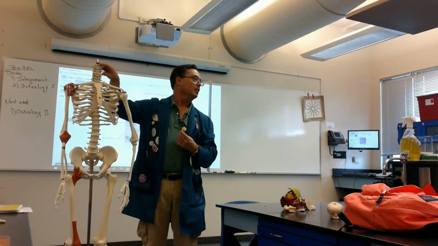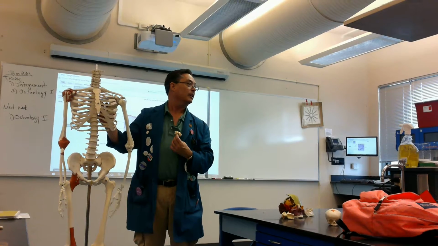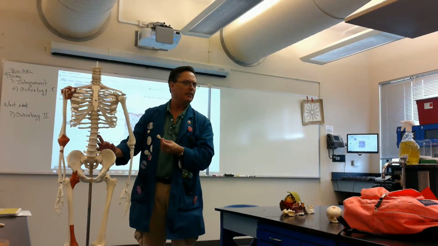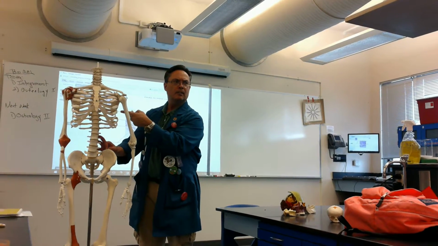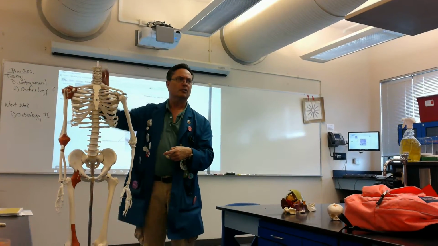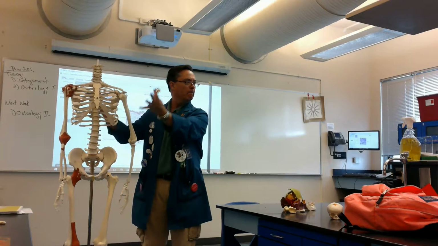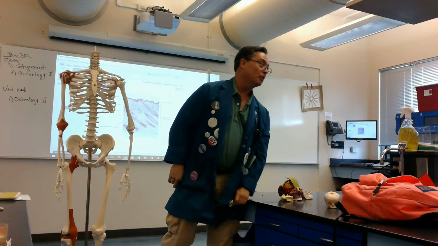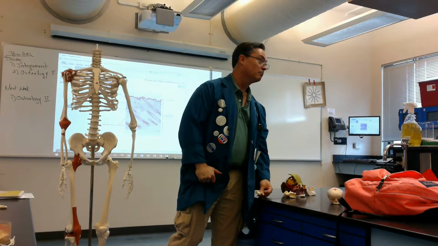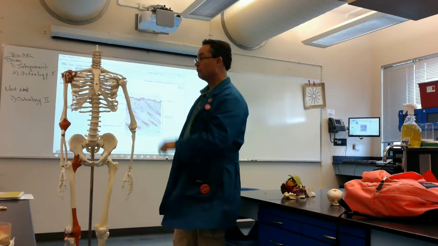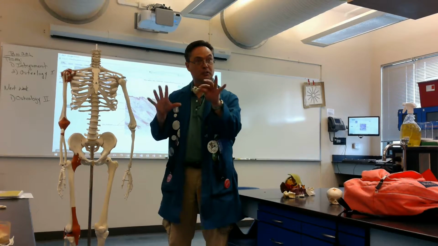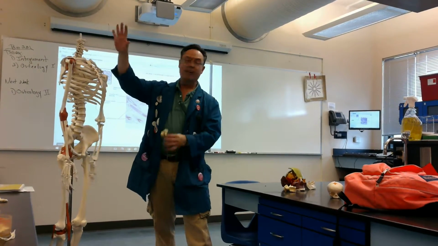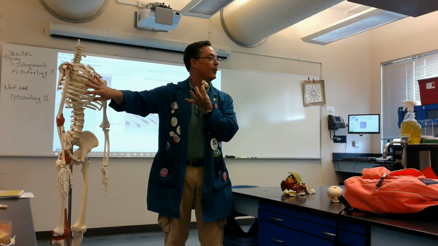Then, how many cervical do we have? 7. How many thoracic do we have? 12. How many lumbar do we have? 5. Do you see anything different about the thoracic vertebrae that you don't see in the cervical or the lumbar? Anything? Ribs, thank you. And just so you know, men and women both have the same number of ribs. Just make sure we're clear on that. So we had 12 thoracic vertebrae.